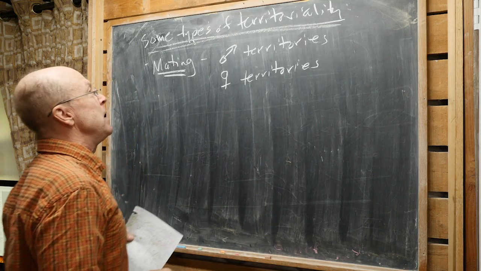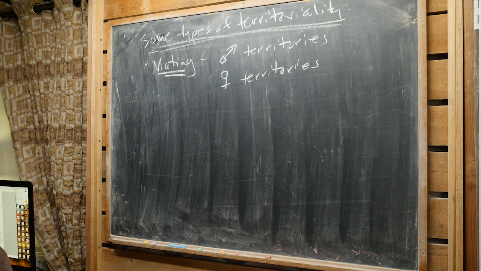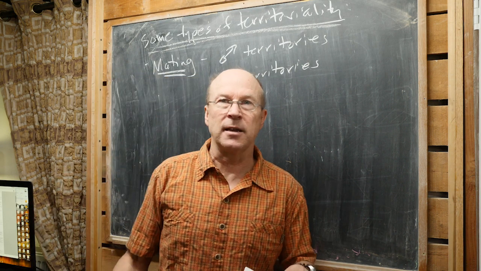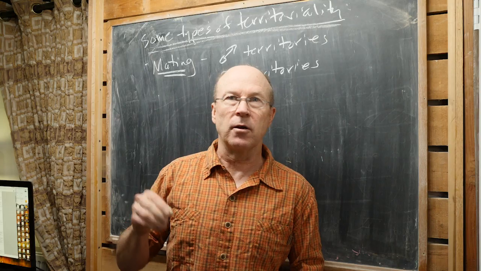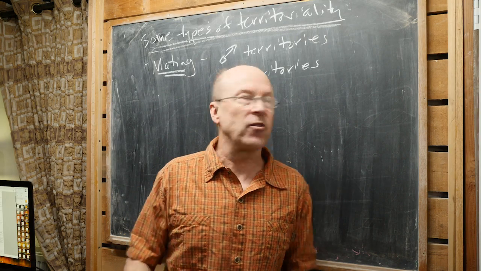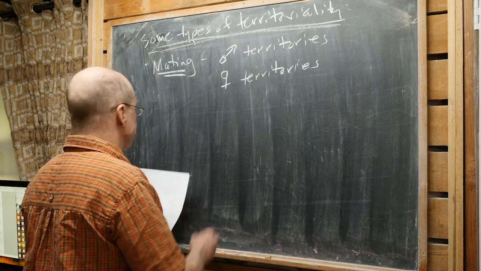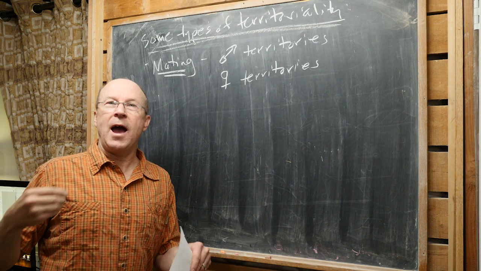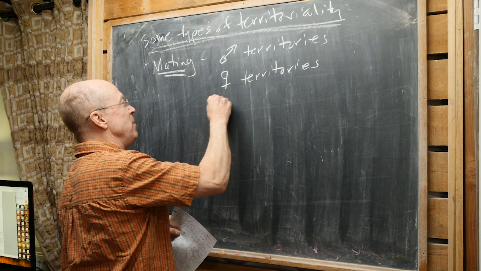Sometimes it's the female that vigorously defends the territory. I think a good example of that would be nesting hummingbirds. Females are the aggressors of the nest, the defenders of the nest. Okay, so we've got that. Of course, we can have territories that are male-female.